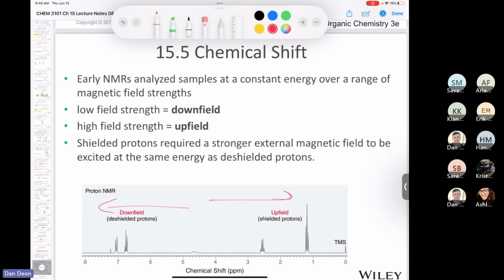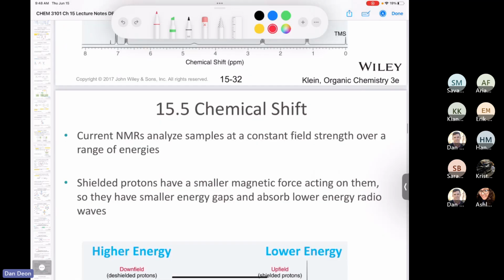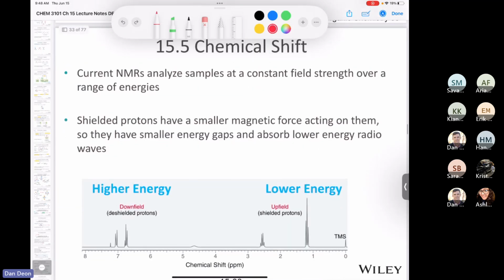And if I say upfield, I mean this direction. Cool. You just kind of have to know it. But after you've looked at enough spectra, you start to get used to talking about downfield and upfield. All right. So again, the current NMRs analyze samples at a constant field strength, right? And then we vary the frequency of electromagnetic radiation.